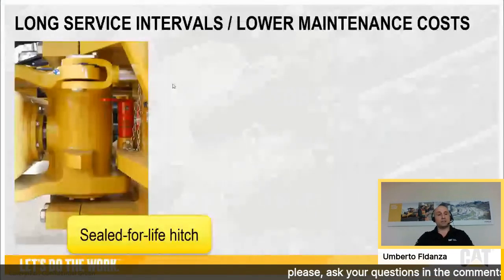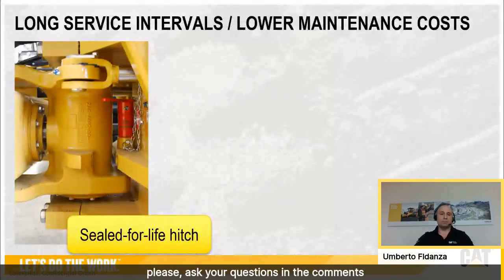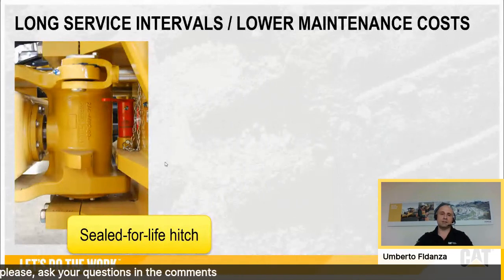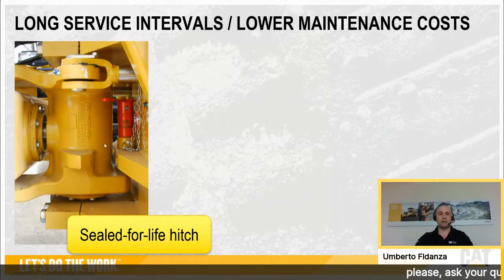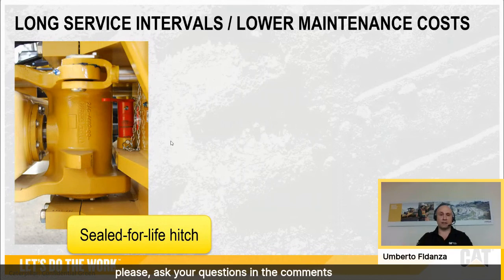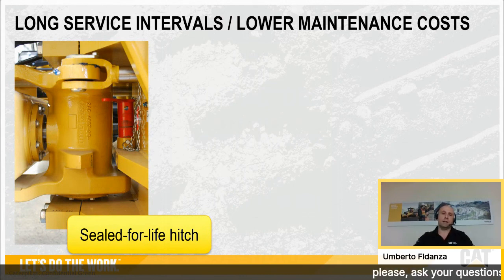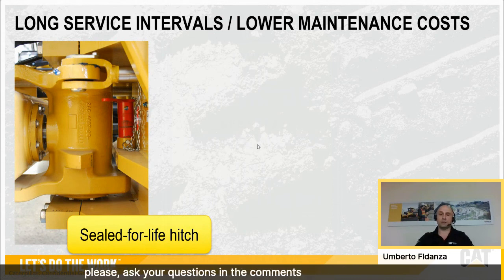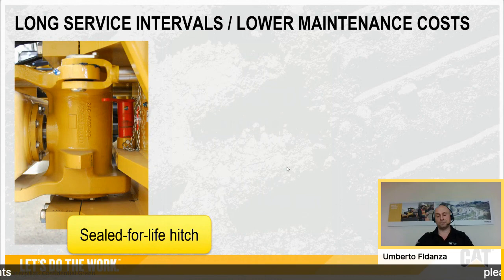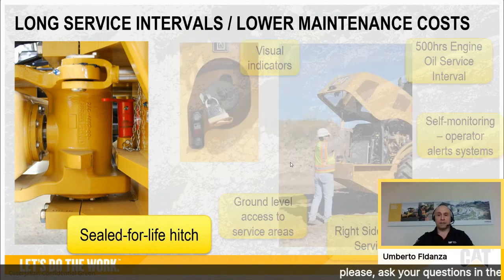Another system that really helps decrease the time spent in the maintenance of the machine is the Sealed for Life hitch. The hitch connects at the middle of the machine the rear frame, with the cab, the rear tires, and the engine compartment, to the front with the vibrated drum. So the hitch in all Caterpillar soil compactors is sealed for life, virtually maintenance free, no grease zerks.